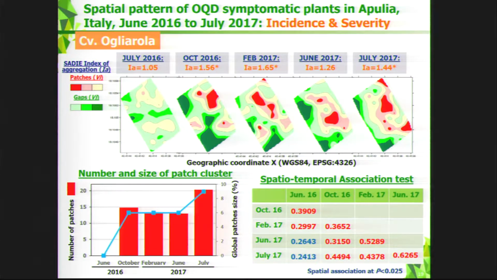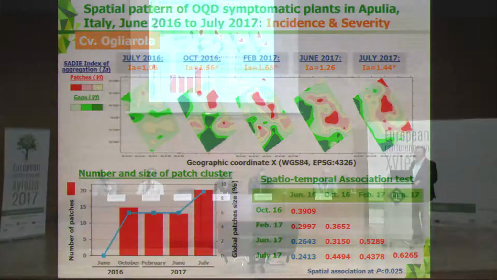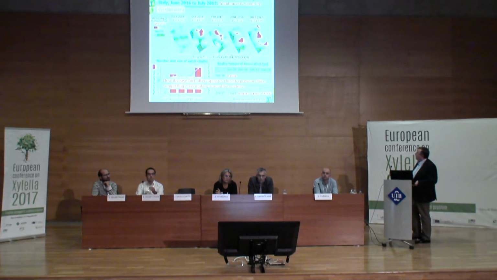And if you estimate the number of patches and the size of the patches, there is an increase in time, and also you can compare statistically the different disease assessments in this matrix. So in many cases, 2 consecutive disease assessments are significantly associated, so we can conclude that new disease foci often appear close to previous foci, suggesting a secondary spread by vectors.